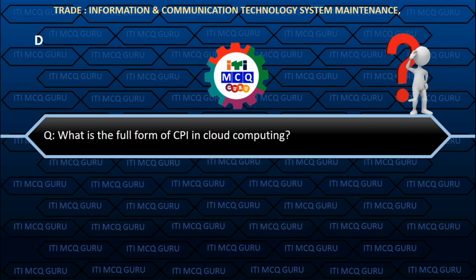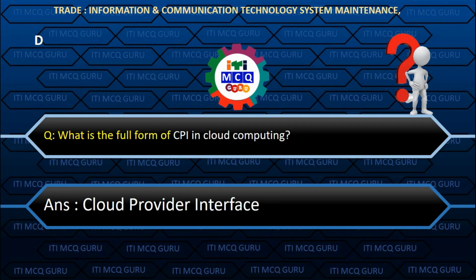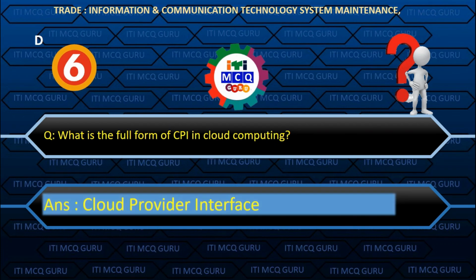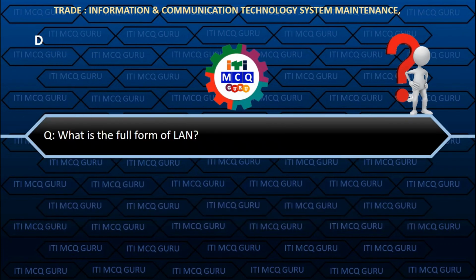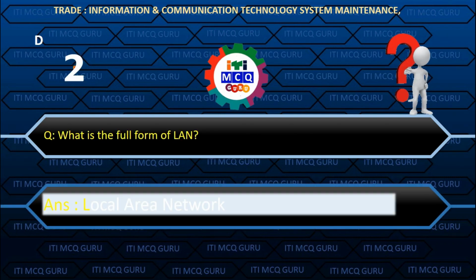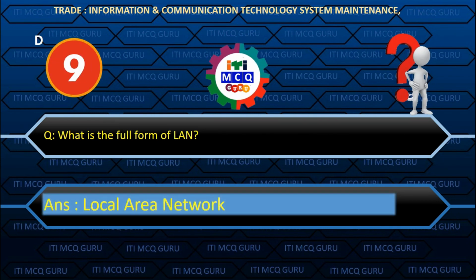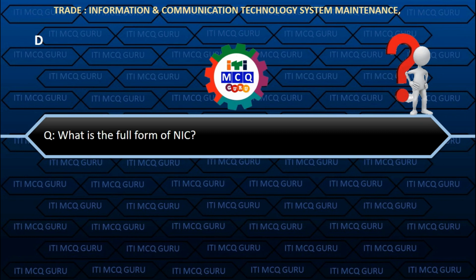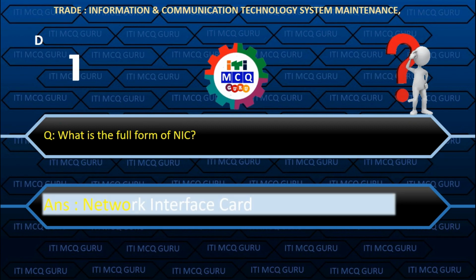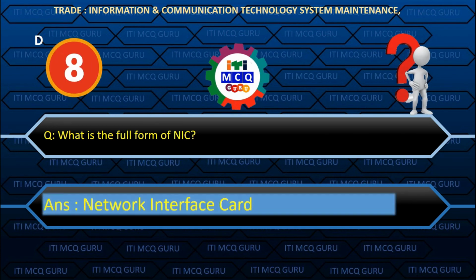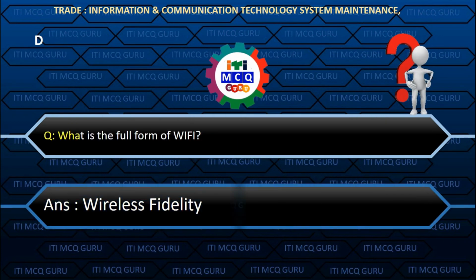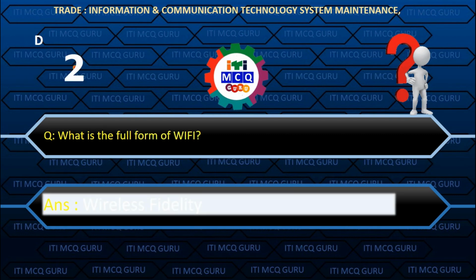What is the full form of CPI in cloud computing? Answer is Cloud Provider Interface. What is the full form of LAN? Answer is Local Area Network. What is the full form of NIC? Answer is Network Interface Card. What is the full form of Wi-Fi? Answer is Wireless Fidelity.